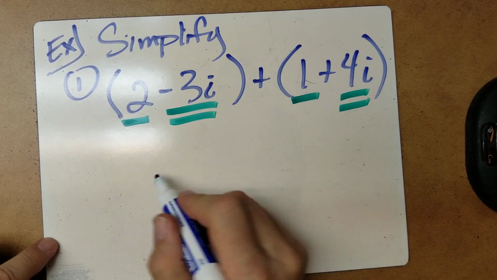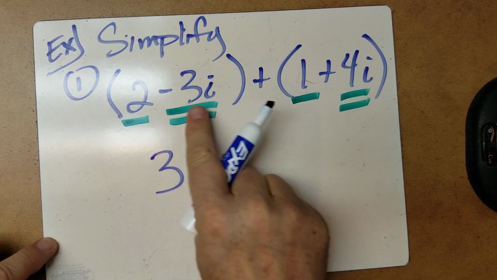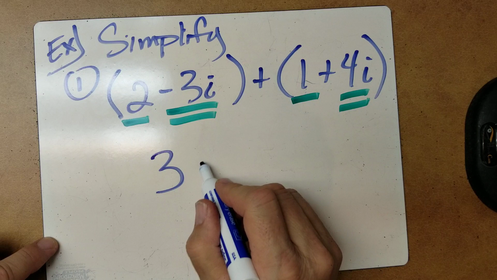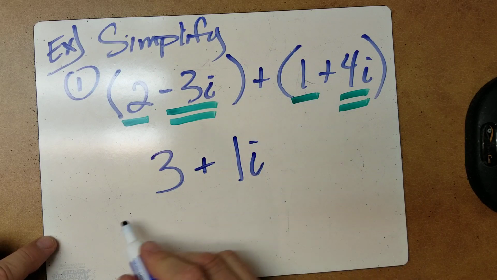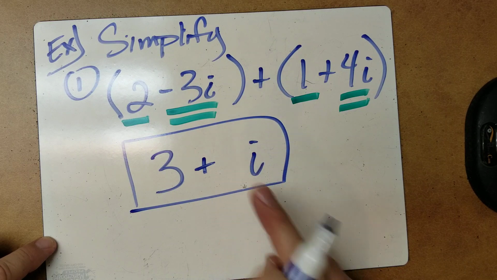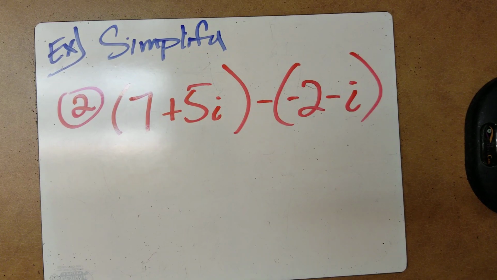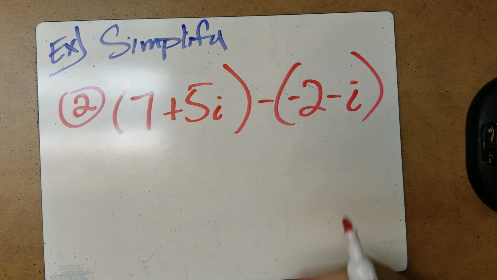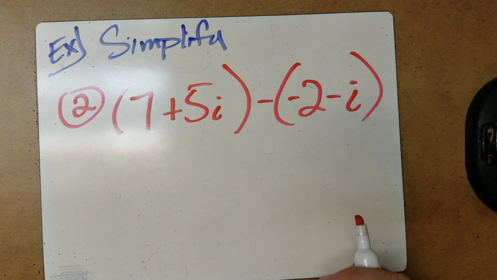2 plus 1, simple, that's 3. What about negative 3i plus 4i? Isn't that just plus 1i? There's a good answer. Do I need the 1 right there? Well, not necessarily, but if you like it there, leave it. That one was an easy one, but this one should be easy too, actually.